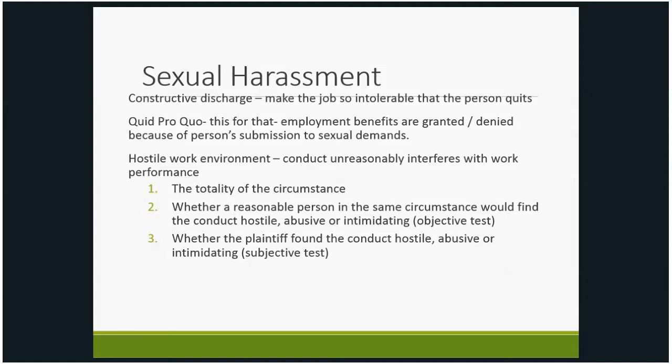In sexual harassment, there are two different types of sexual harassment. One is the quid pro quo, which is this for that. This is the situation where employment benefits are granted or denied because of a person's submission to sexual demands. This is the infamous Hollywood casting couch. You do this sexual favor for me and I will promote you, or I will hire you, or I will give you some sort of economic benefit. If you do not, then I'm going to harm you.